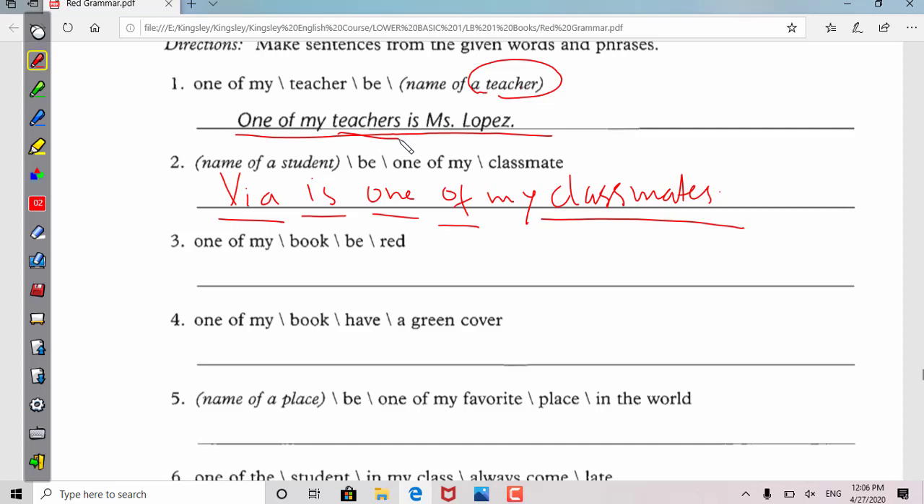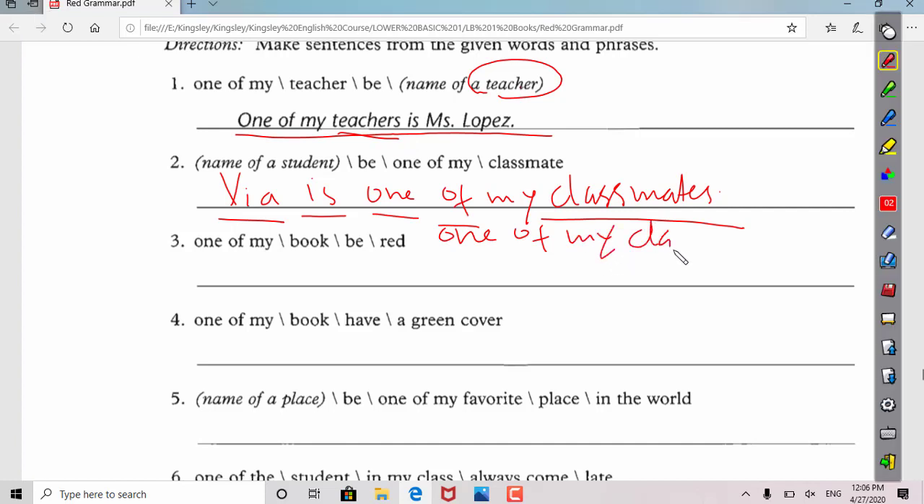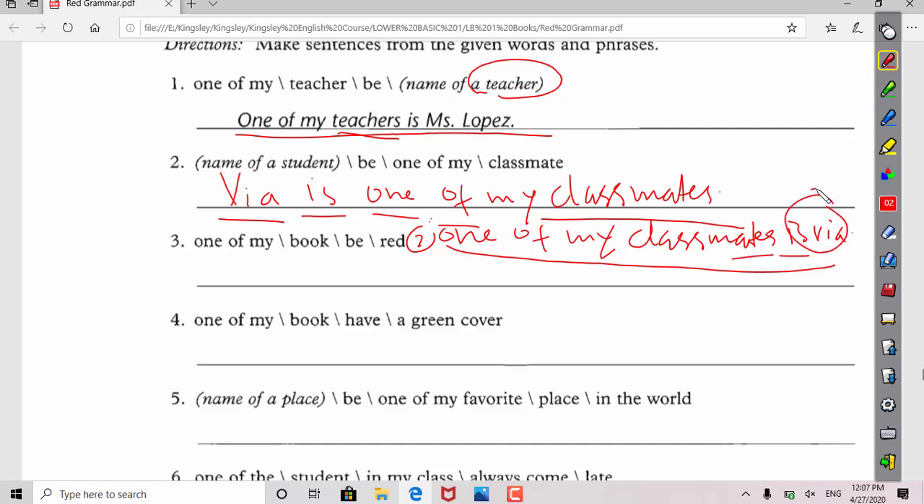Alright, so Fia is one of my classmates, or it can also be one of my classmates is Fia. Both of them are correct. But to make it clearer, I think you just use the second one. The better one is one of my classmates is Fia. So classmates takes plus es, and this one is for a singular noun. And number 3, and so on.